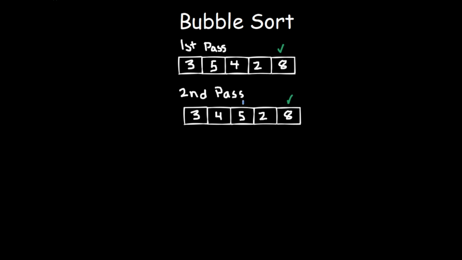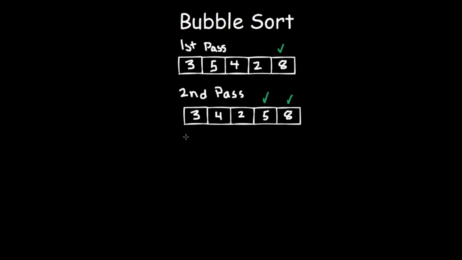Now we compare the next two elements, 5 and 2. 2 is less than 5, therefore we have to swap. And now there's no need to compare the last two elements because we know the final element was already sorted in the first pass. So now we can be sure that the second highest element is in the correct position. The 5 has bubbled from the second position to the fourth position.